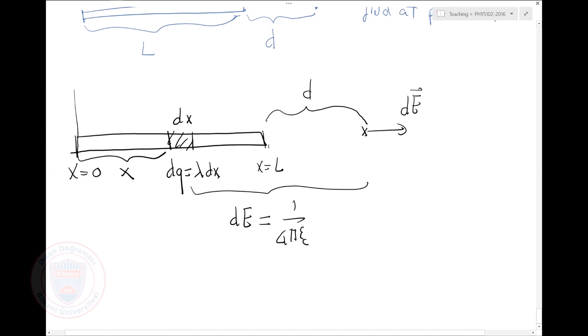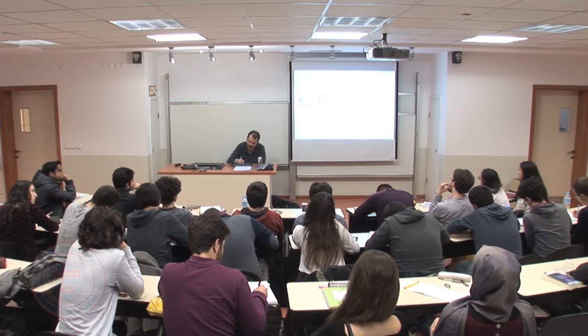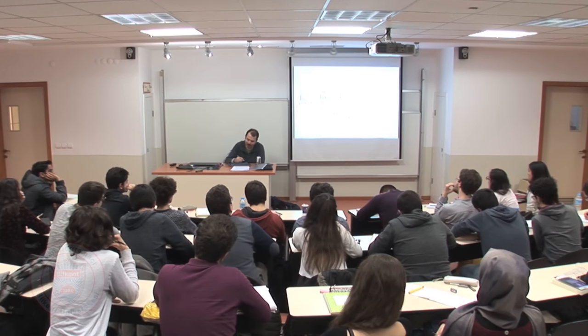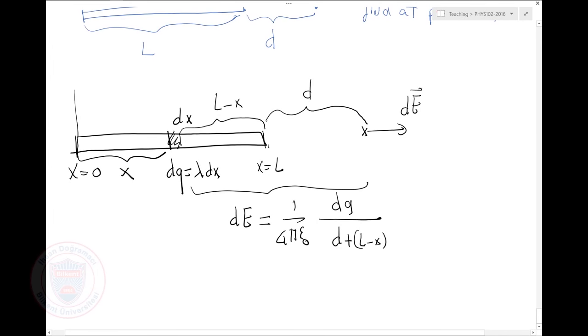1 over 4 pi epsilon 0 dQ divided by, what's the distance? D plus L minus X, right? That's what I see. The distance here is L minus X. Although my small section doesn't look too small, so maybe it is actually better to draw it smaller. Okay. D plus L minus X squared. So 1 over 4 pi epsilon 0 lambda times dx divided by d plus L minus X squared.